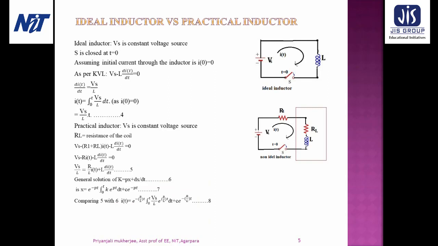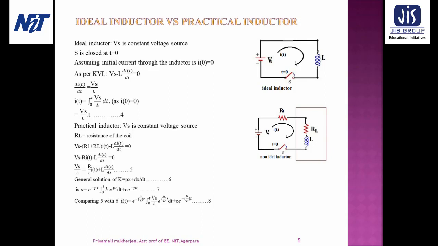So now consider the practical inductor and the ideal inductor. So this one is the ideal inductor. In the ideal inductor, we are considering that Vs is the constant voltage source and E is equal to 0, the switch is closed. And we are assuming that the initial current through the inductor is 0, so I0 is equal to 0.